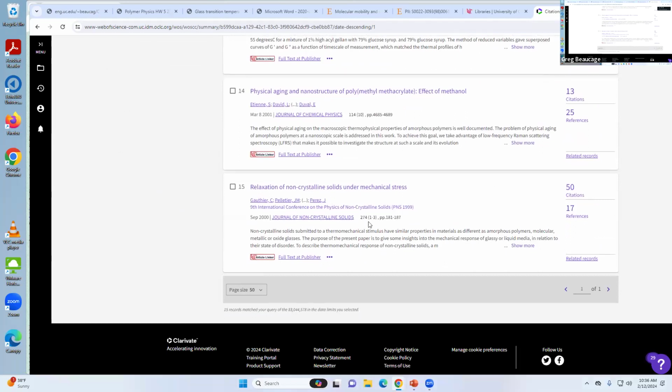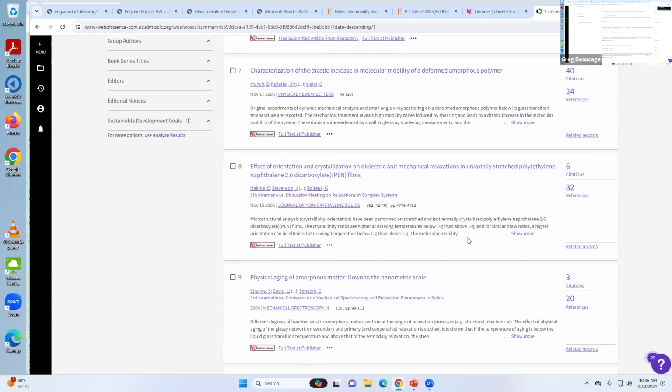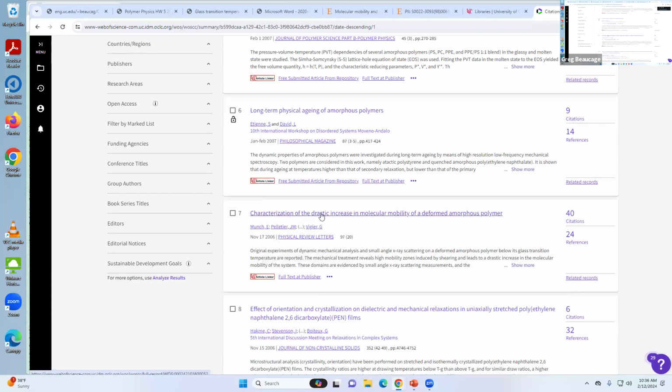So there's one that's got 50 citations in the same journal. So here's my theory, you don't know, but that's from 2000. A couple of years later, it looks like the same French guys maybe: relaxation, non-crystalline under mechanical stress. And the one that I have that's got 40: characterization, drastic increase in molecular mobility of deformed amorphous polymer.